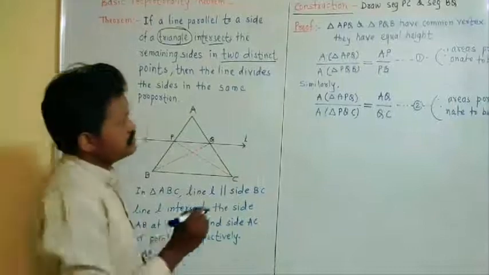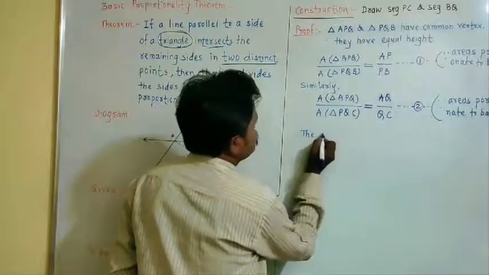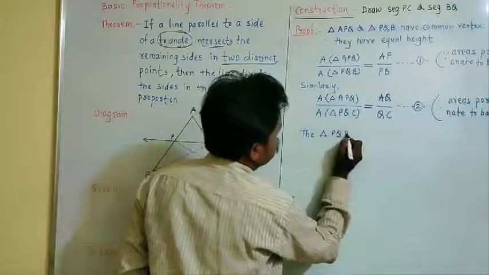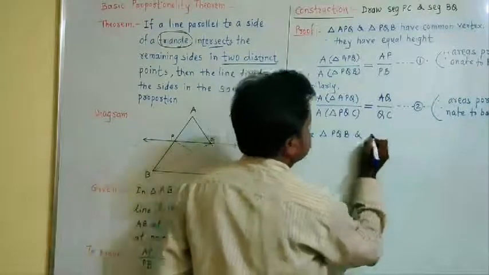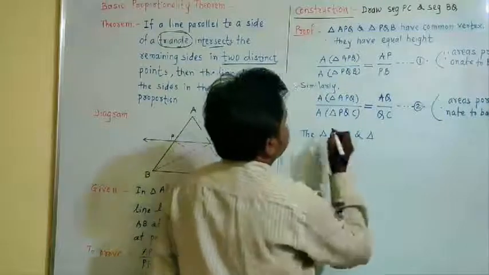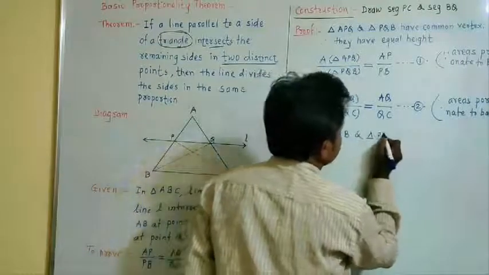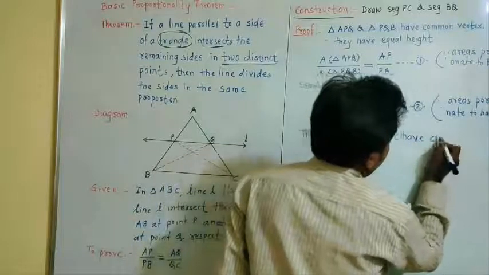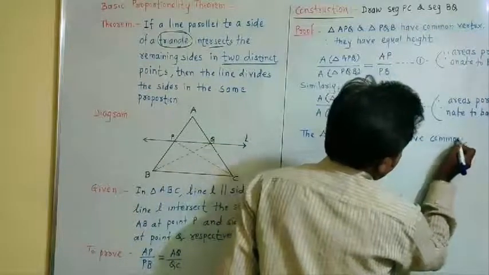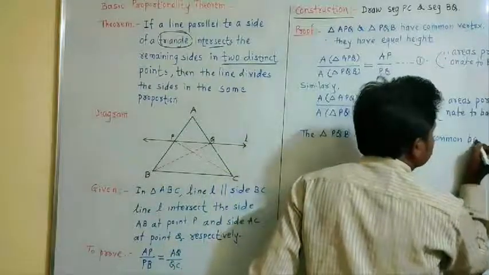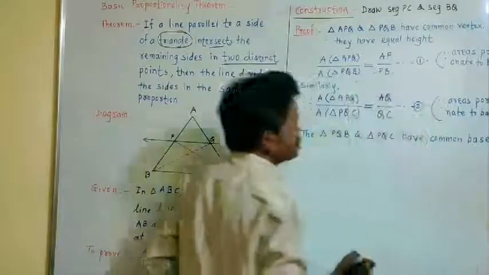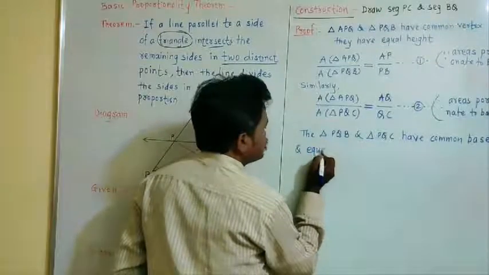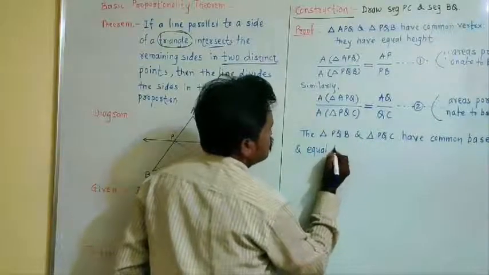So I write here, the triangles PQB and PQC have common base and equal height.